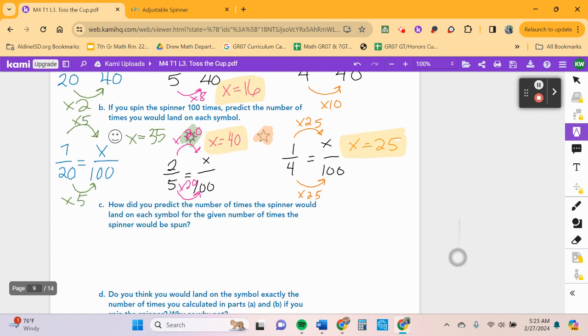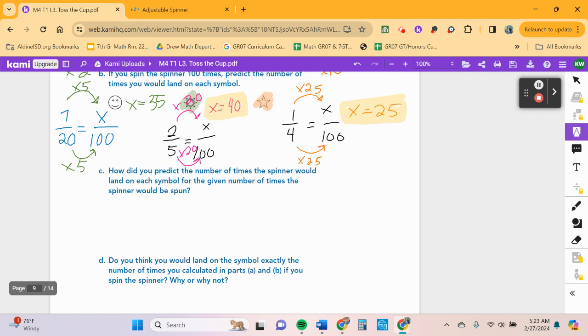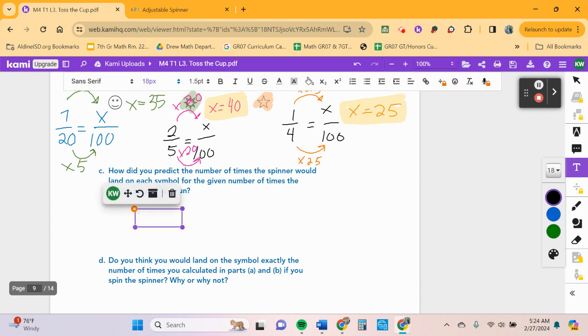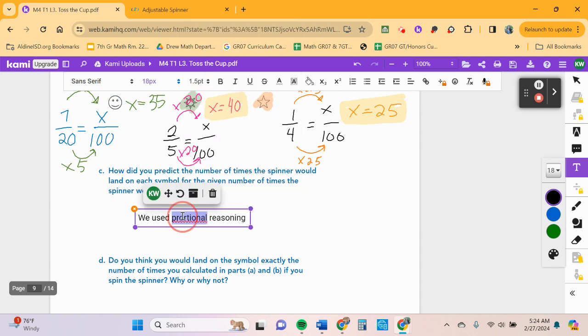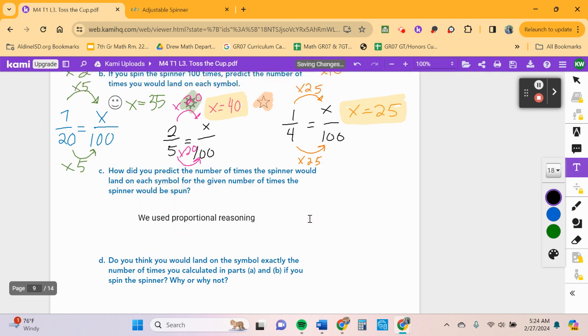All right, moving on. So now let's look at C. It says, how did you predict the number of times the spinner would land on each symbol for the given number of times the spinner would be spun? Well, we used a proportion, but to be even more specific, we used proportional reasoning. Oops, typo. There we go. We use proportional reasoning.